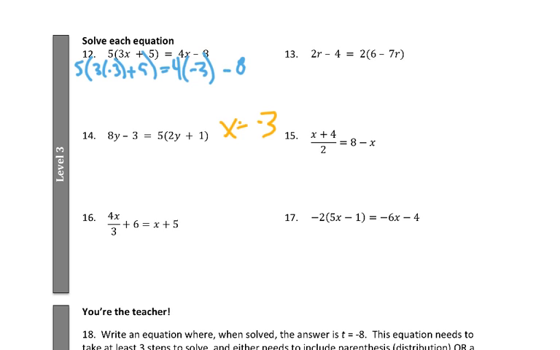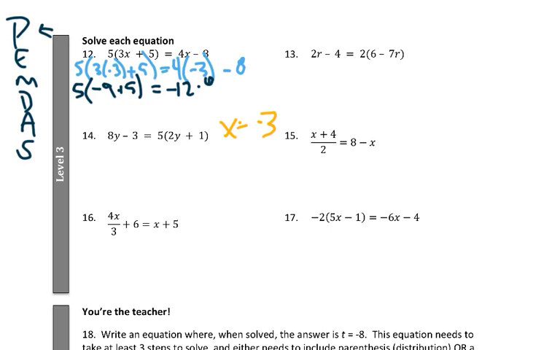Now with order of operations, remember this. The first thing we need to do is take care of the stuff in the parentheses. So we're going to have 5 parentheses. 3 times negative 3 is negative 9 plus 5 equals, well, we can do this stuff. That's negative 12 minus 8. Then we've got negative 9 plus 5 because we still got parentheses, negative 4. And then negative 12 minus 8 is negative 20. And 5 times negative 4 is also negative 20. We got the same thing on both sides, so x equals negative 3 was the right answer there.